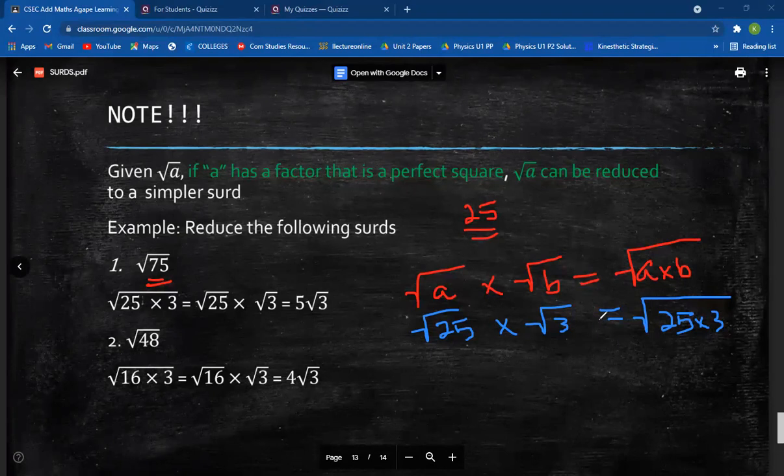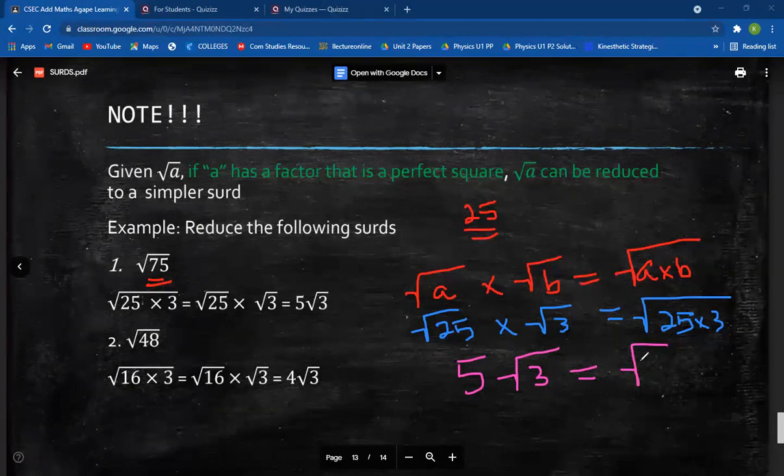But we know we could simplify this further, because if 25 is a perfect square, that means I could find the square root. The square root of 25 is 5. So 5 times root 3 is the same as saying the square root of 25 times 3. So you see this, the square root of 75 could be simplified to 5 root 3.